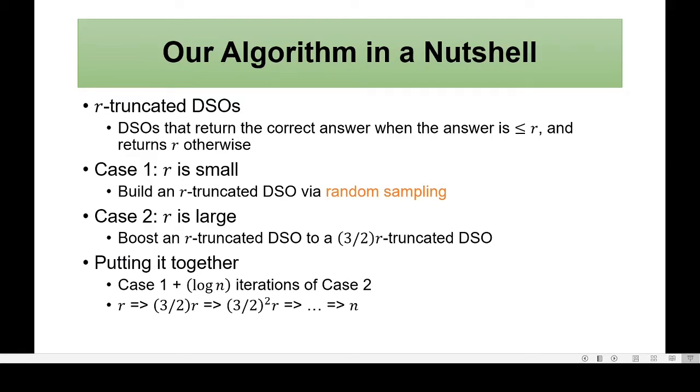We first invoke case 1 to build an r-truncated DSO for some appropriately chosen r. Then we iteratively apply case 2 to this DSO. In the first iteration, we boost this r-truncated DSO to a 3/2 r-truncated DSO. In the second iteration, we boost the 3/2 r-truncated DSO to a (3/2)^2 r-truncated DSO, and so on. After log n iterations, it becomes an n-truncated DSO, which is a normal DSO.